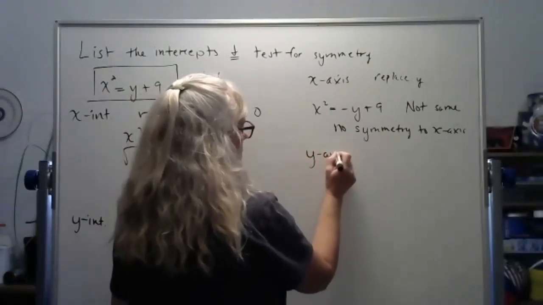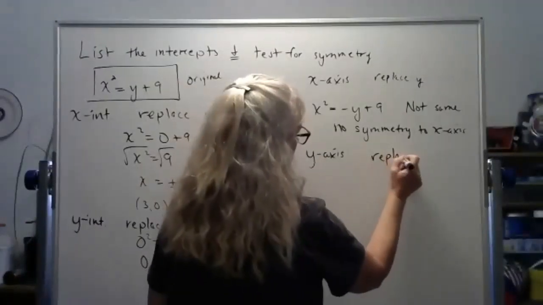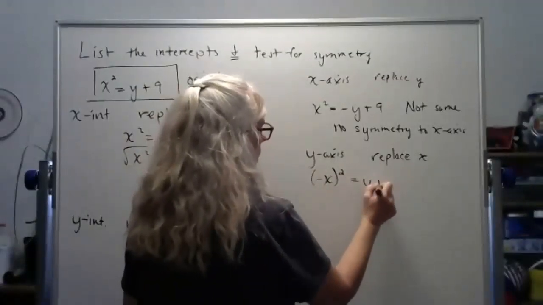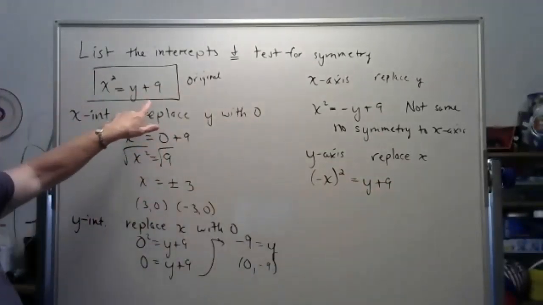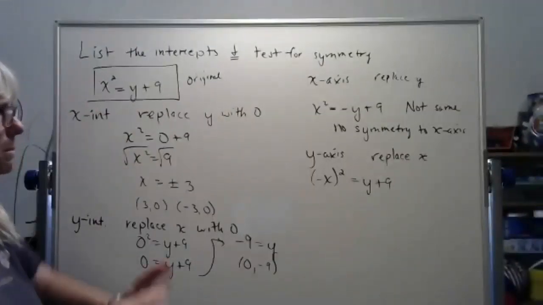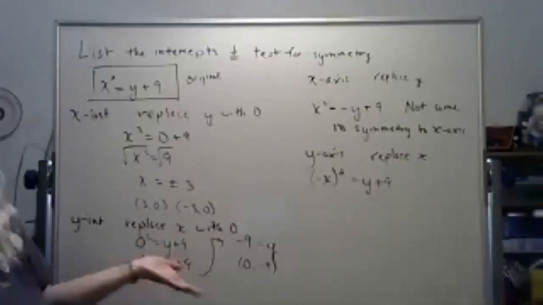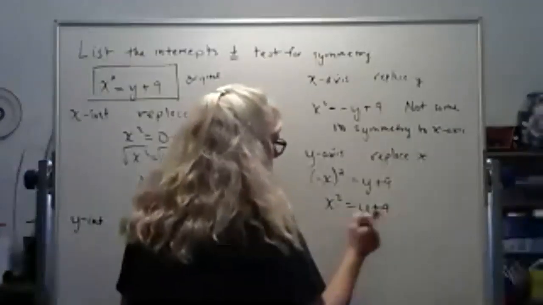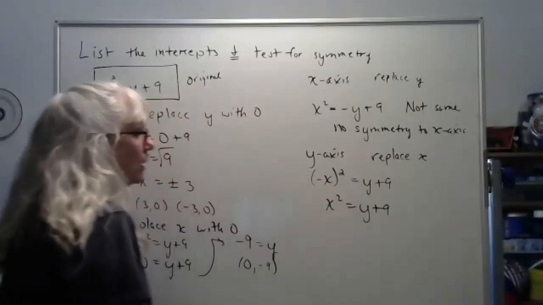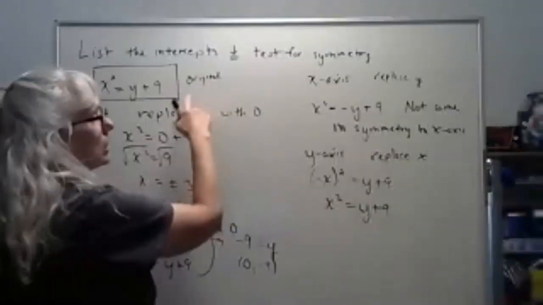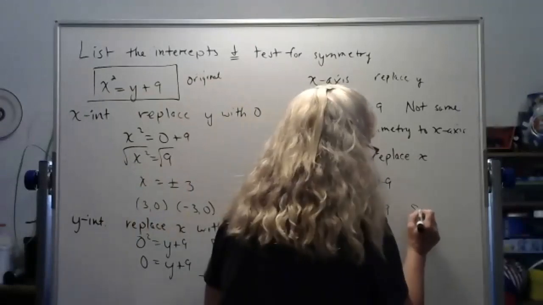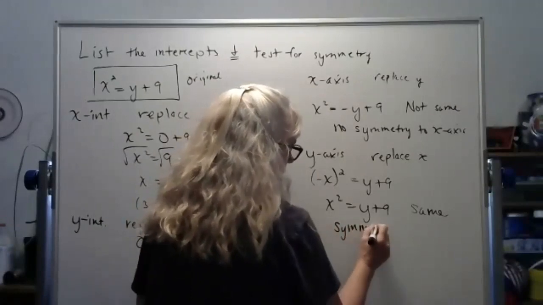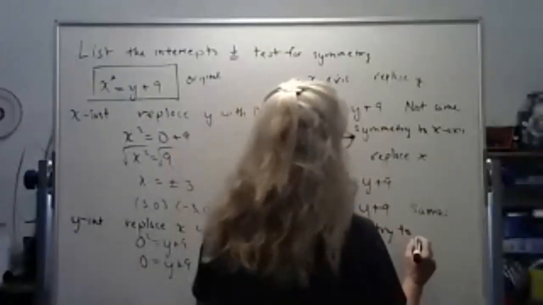So for the y-axis, we're going to replace x. So we're going to have negative x, and I'm going to have to square it and set that equal to y plus 9. So I go back to the original equation and take that x and make it a negative x. But because we're going to square that, no matter what number you plug in, the negative is going to disappear. You would still get x squared equals y plus 9. Notice I didn't touch the exponent. And when I compare that to the original, it's the same. So because it's the same, that means we have symmetry to the y-axis.